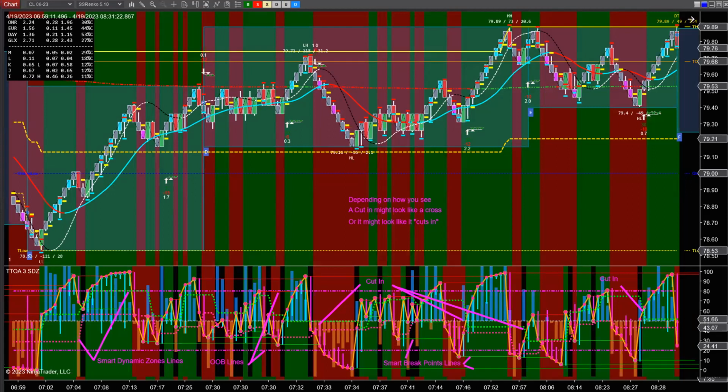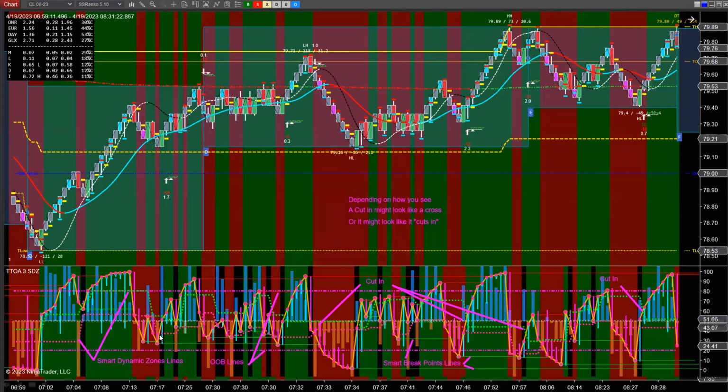So what's going to happen is the smart dynamic zone line is going to go up towards and in the opposite direction to the way the Trapped Trader Oscillator is going. More on that in a second. The out of bounds lines are these magenta dot dash lines. Those are just 80 and 20, as is the case with most oscillators. This indicator is designed to wrap around these kinds of levels. It's not arbitrary. And then the smart breakpoints lines are these lines that come off of the dots on the Trapped Trader Oscillator. So let's go look at some of these cut-ins.